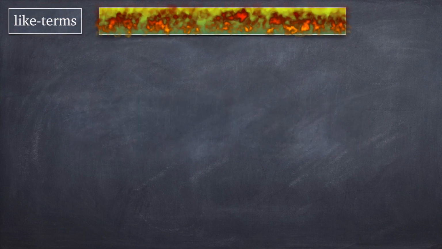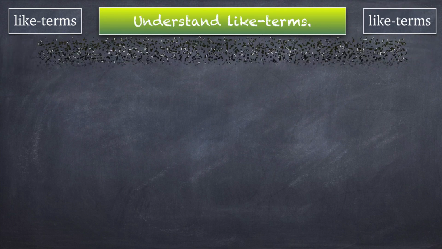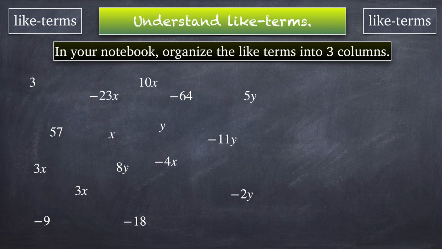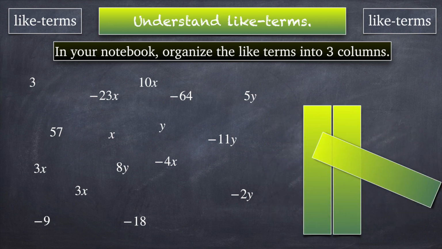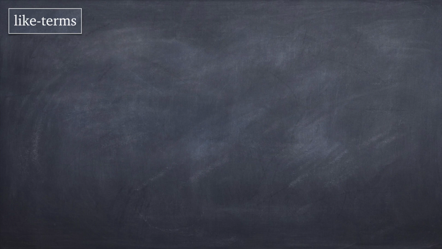Okay, on this page, I believe we're going to just rearrange a bunch of terms into columns. So you will just make 3 columns in your notebook. Label those columns x terms, y terms, and integers, like you'll see here shortly. And then just put the x terms in the first column, the y terms in the second column, and the integers in the third column. Just to demonstrate understanding of like terms.